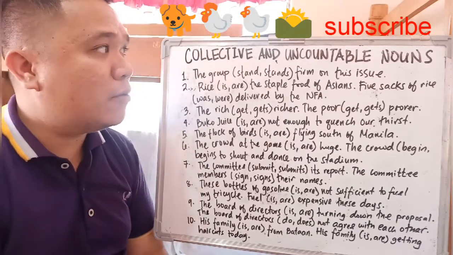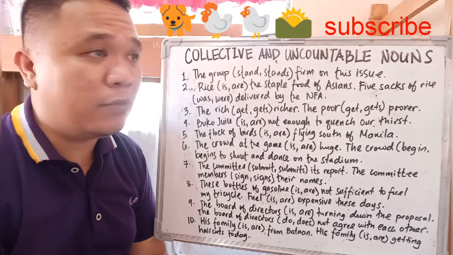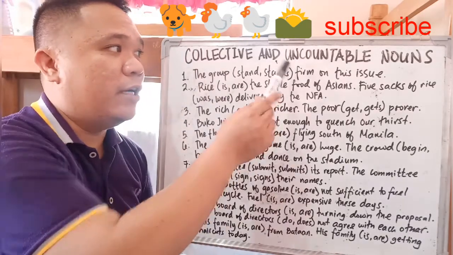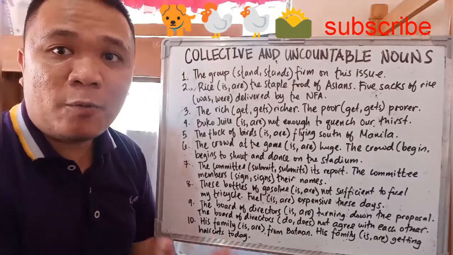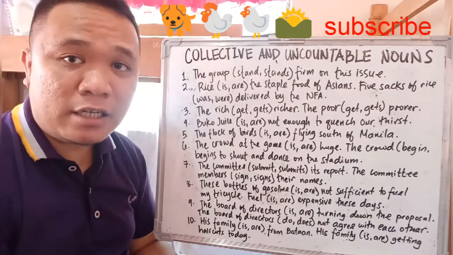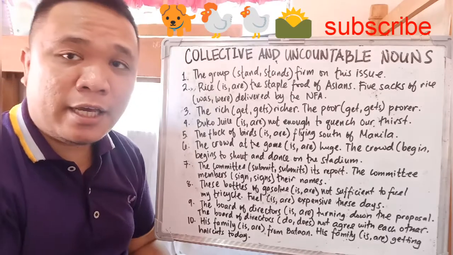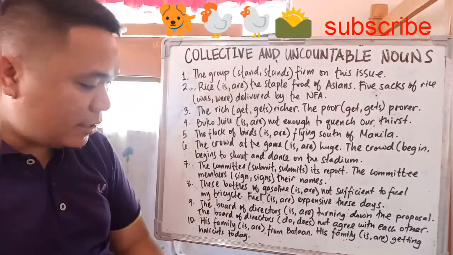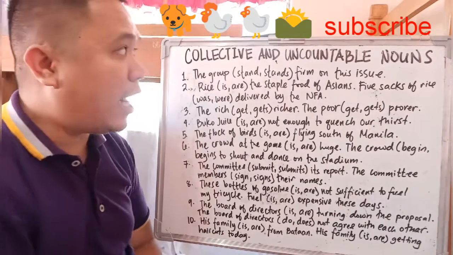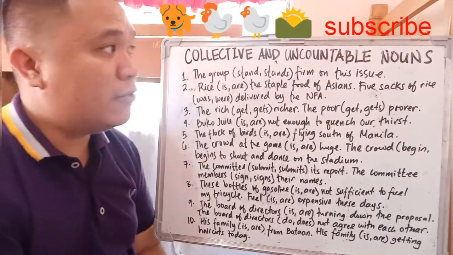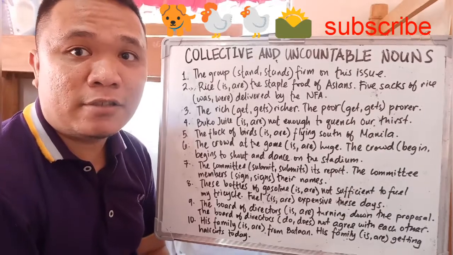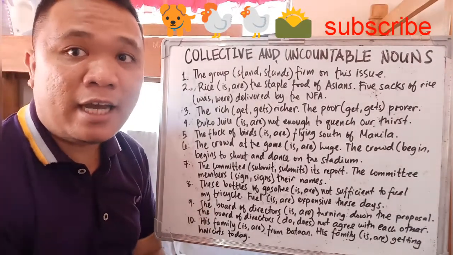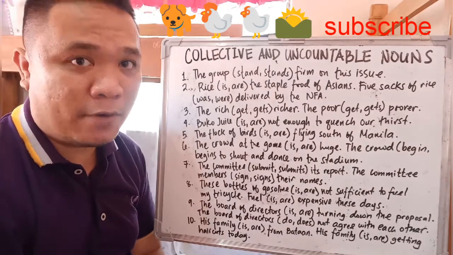Now, when we talk about uncountable nouns, these are things that cannot be counted, from the word un. So later on, we'll find out what are collective words and what are uncountable words. I have here 10 sentences containing collective nouns and uncountable nouns. We will be looking at the subject and how the subject agrees with the verb.